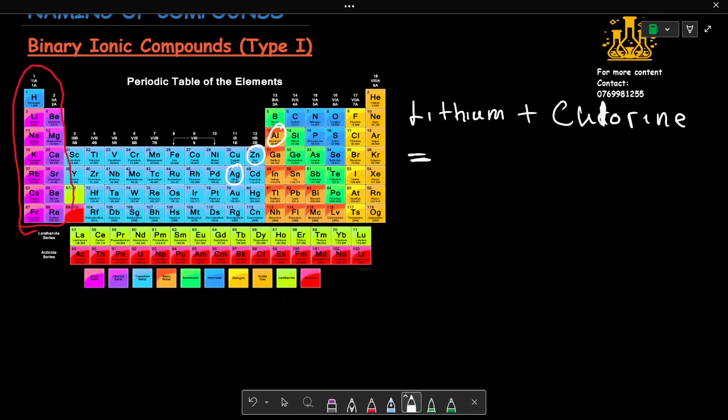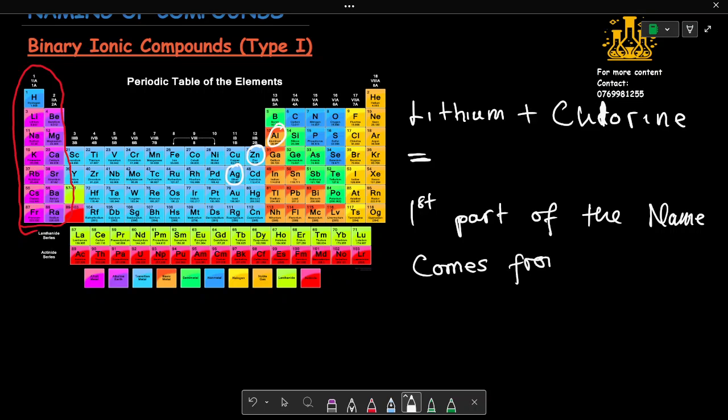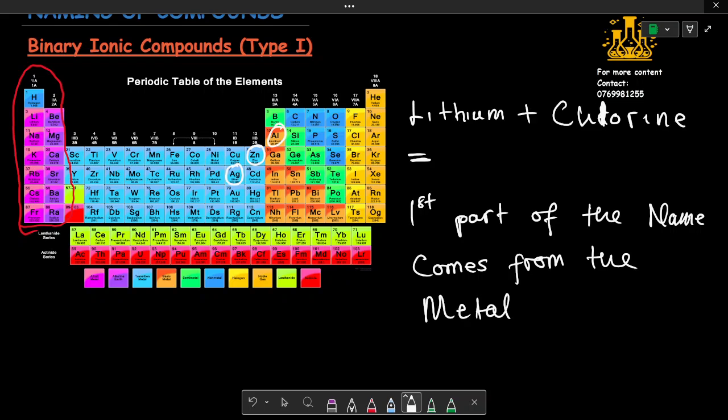The first thing that you need to know is the first part of the name comes from the metal. So in our example here, the metal that we have is lithium. So the first part of the name of the new compound that is being formed will be lithium.